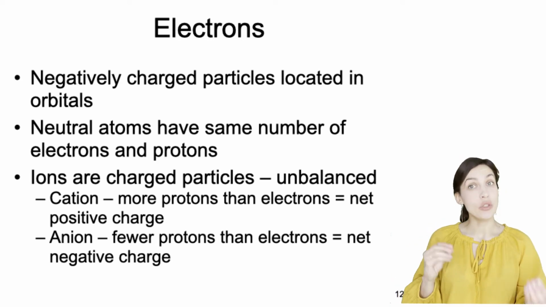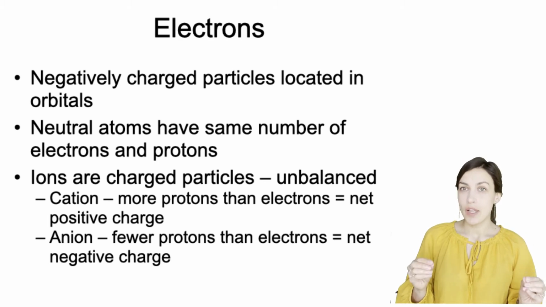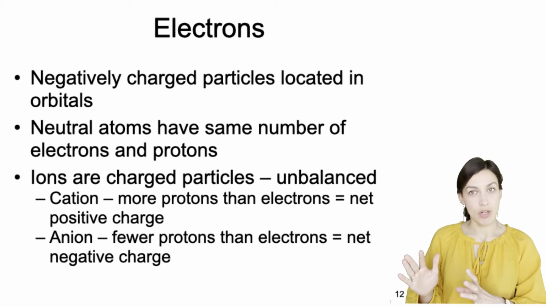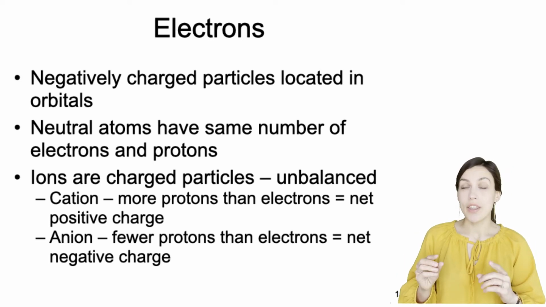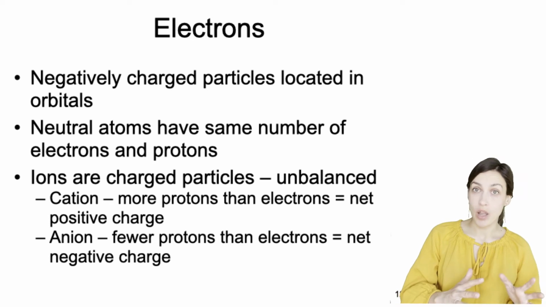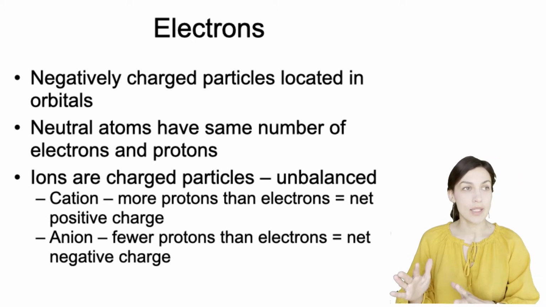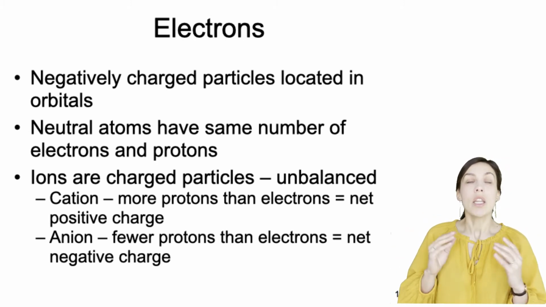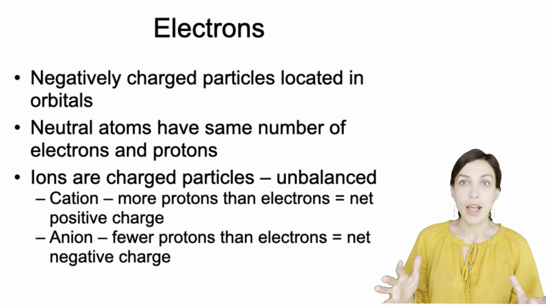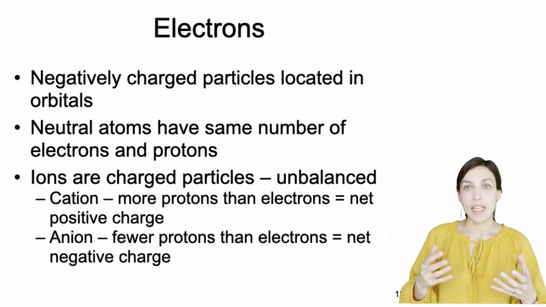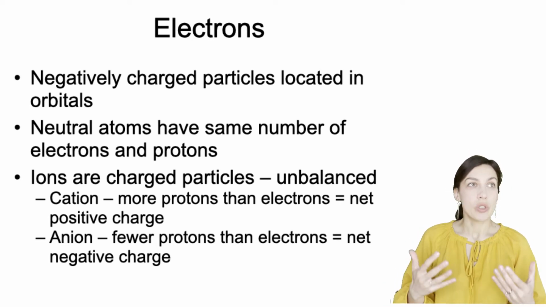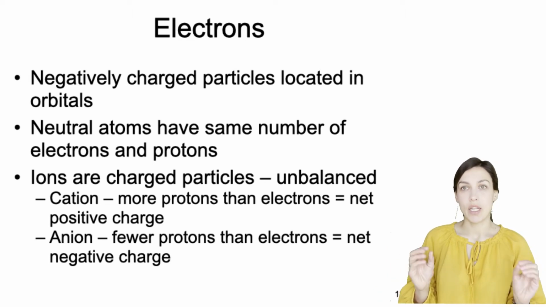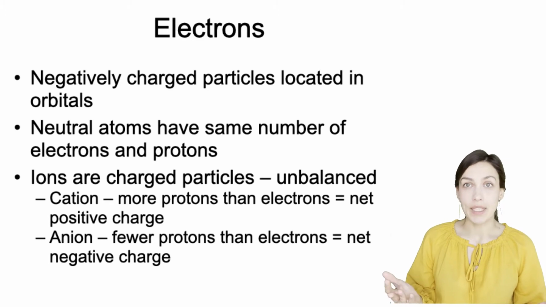Atoms are said to be neutral if they have the same negative charge as they do positive charge. That also means that they have the same number of protons as number of electrons. So all the different kinds of atoms that we see on the periodic table of elements can exist in a neutral state, which means they have the same balanced positive and negative charges. But that's not always the case.